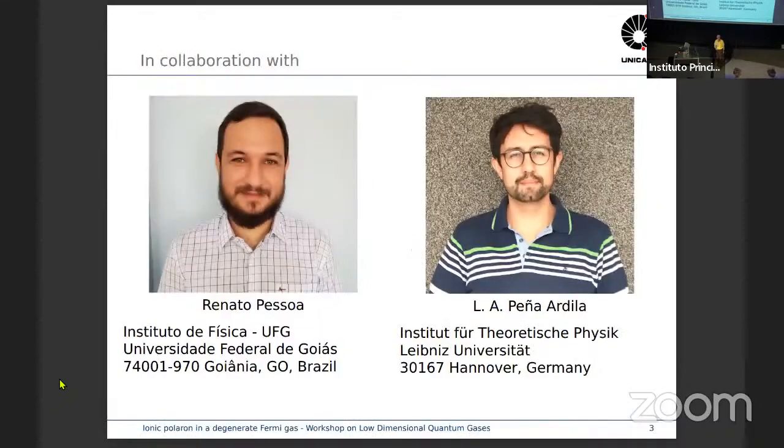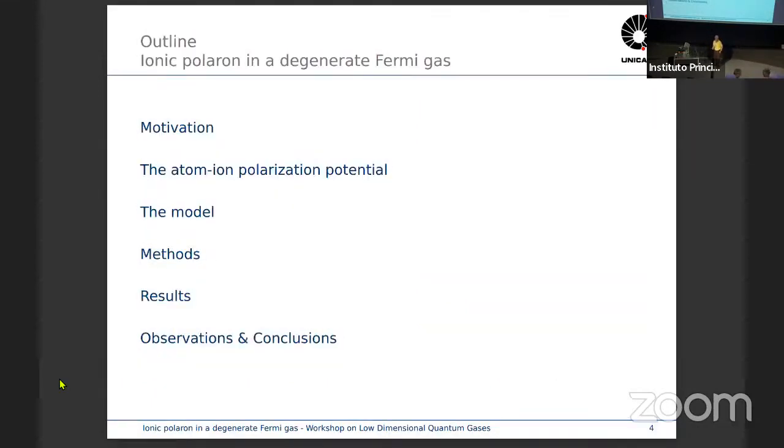This work is done in collaboration with Renato Pessoa from the Universidade Federal de Goiás and Luis Ardila, who is at Leibniz University in Germany. My talk follows a pretty standard outline. I will talk about the motivation for this work. I will spend some words on the polarization potential that has some special features. Then I will talk about the model and methods, results, and some conclusions.